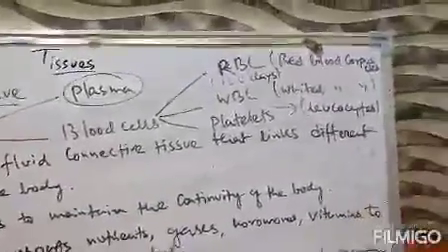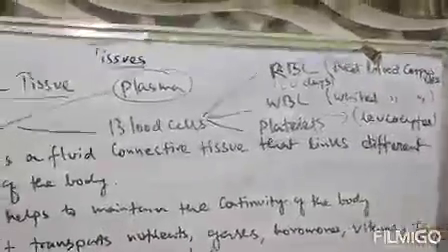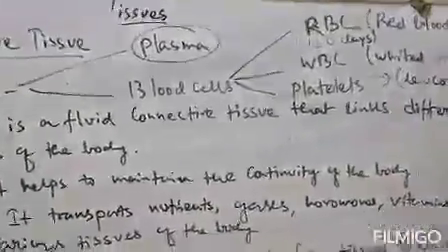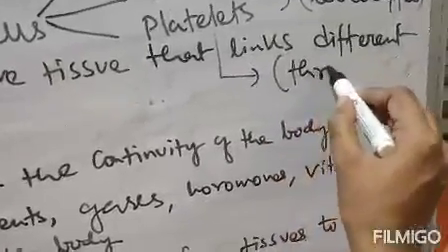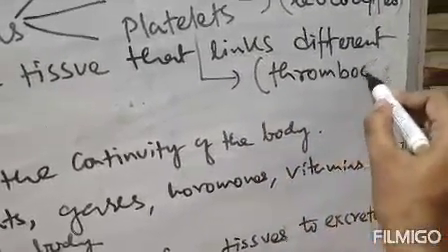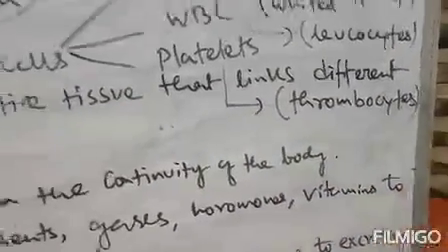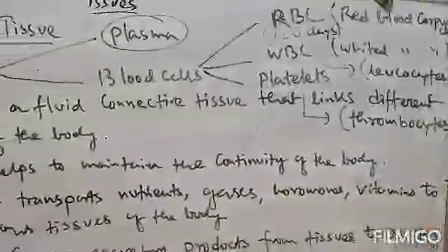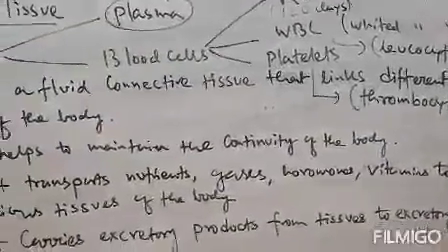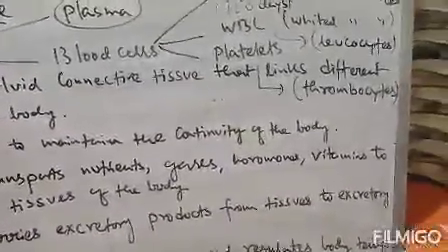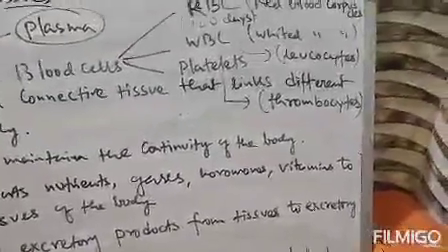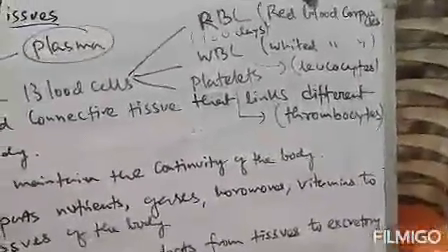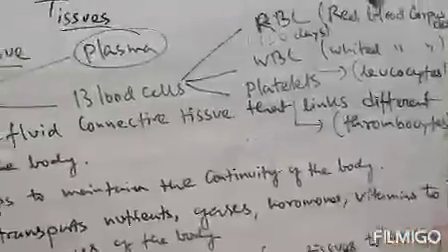Number third, blood platelets. Blood platelets also have a definite name. Blood platelets are also known as thrombocytes. It helps in the clotting of blood. Clotting of blood means they can coagulate blood. So that is the function of blood platelets.